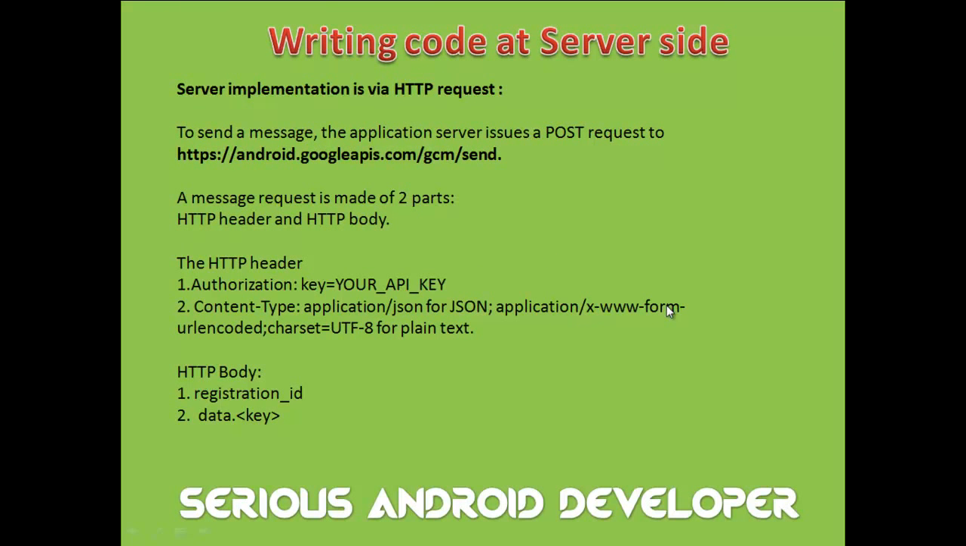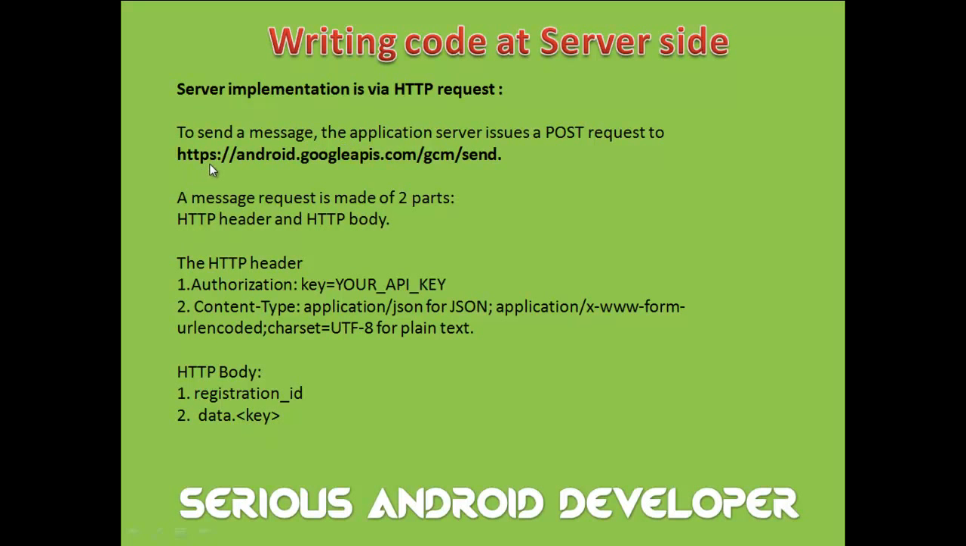Okay, let us talk about writing the source code on the server side. To implement server side coding, we need to send an HTTP request to the GCM server in order to send the data. Once we have the registration ID at the server side, it's your headache how you send the registration ID from the client side to our application server. This code is going to run on the application server. I will also give the source code of this.